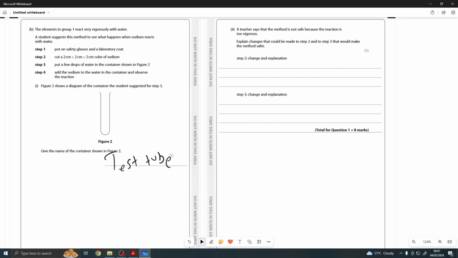The teacher says that method is not safe. Why is step 2 unsafe? What would you change? That is a pretty big chunk of sodium. That's more sodium than I would put in when I was trying to make it explode on the ceiling. So basically you need a smaller piece of sodium. That gives you a lesser reaction. It'll basically make the reaction slower, which is good.